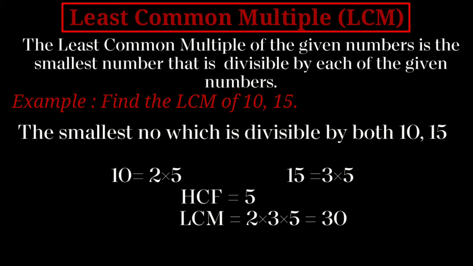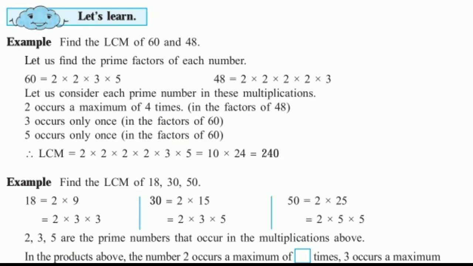and in 15 there is 3 into 5. So we will take a collective measure, 2 into 3 into 5, and multiply all the factors, which is 30. So we can say that 30 is the smallest number which is divisible by 10 as well as 15. Is it clear to all of you? We will take some more examples to understand it very clearly.